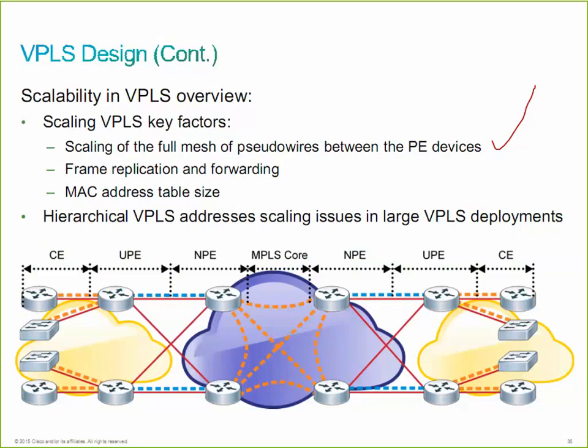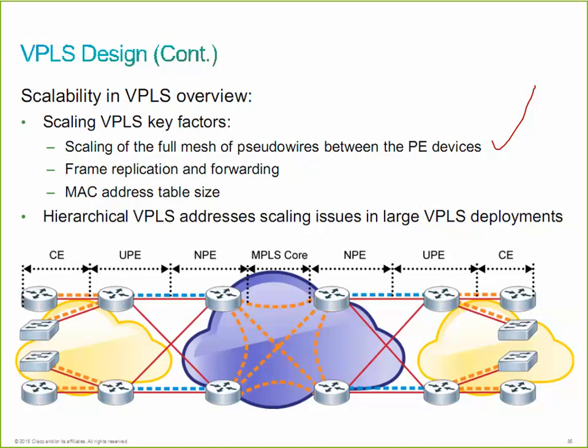That adjacency requires that the edge device has an IP address of all of the other remote provider edge devices in its routing table. It's also going to require that all of the PE devices exchange label information between each other. So we have what we call the N-1 control plane scaling issue.